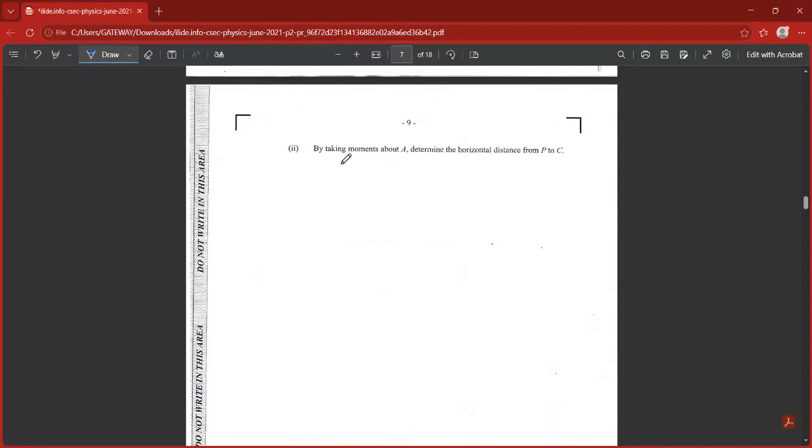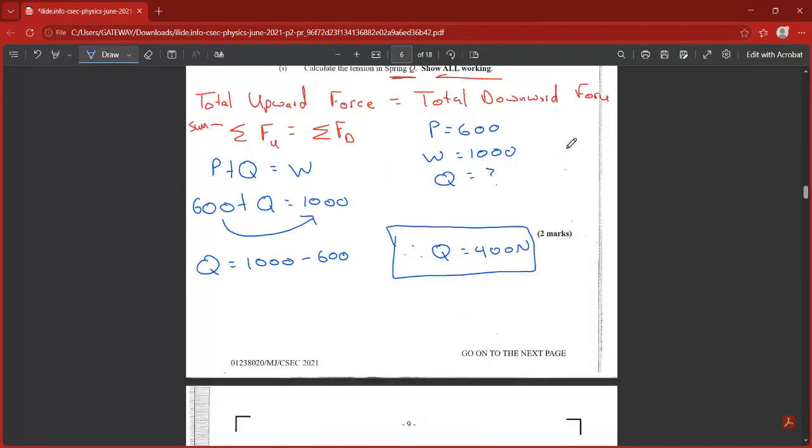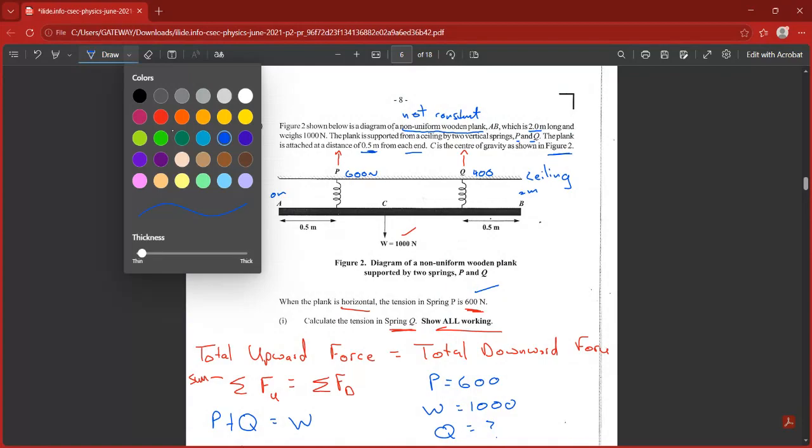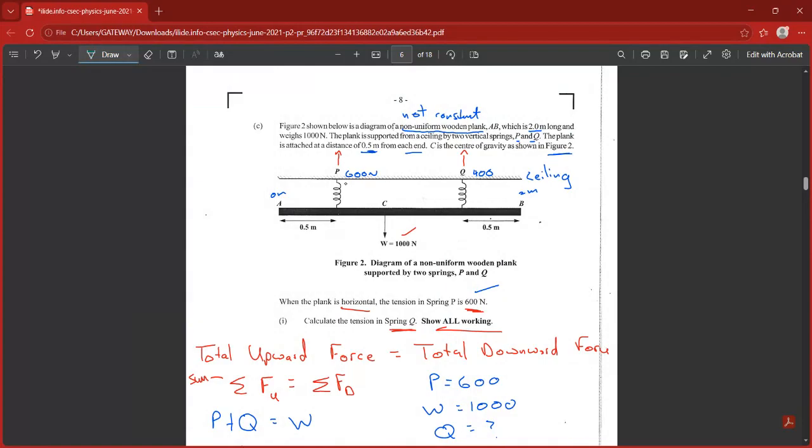Right. Next part: by taking moments about A, determine the horizontal distance from P to C. Where is P to C now? P to C is this distance here that I'm going to put in green. This is the distance P to C. We have to find this distance, so I'm going to put X, since that is an unknown. Now the distance P to Q: what do you think will be the distance from P to Q?